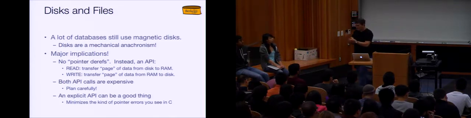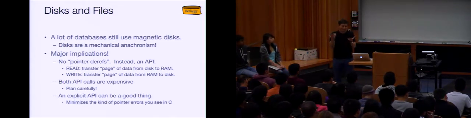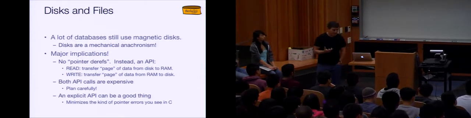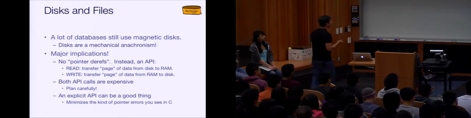But the physics of spinning the disk and moving the disk arm, that's just what it was a long time ago. So they're really an anachronism. If you're using magnetic disks, you're using these physical world devices, and they're very slow. So this has major implications.